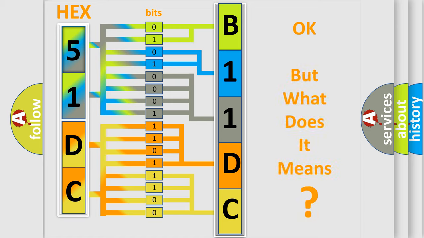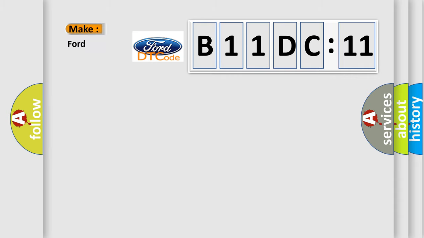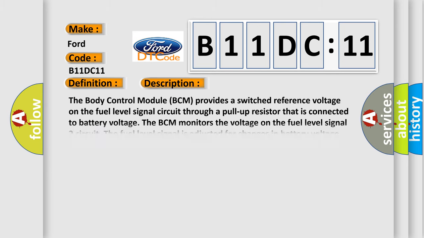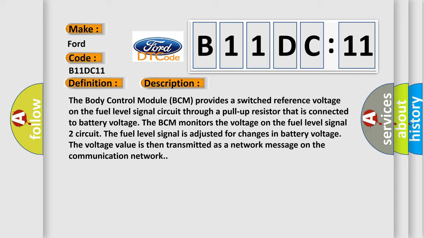The number itself does not make sense to us if we cannot assign information about it to what it actually expresses. So, what does the Diagnostic Trouble Code B11DC-11 interpret specifically for Infiniti car manufacturers? The basic definition is fuel level sensor 2 circuit short to battery or open. And now this is a short description of this DTC code.